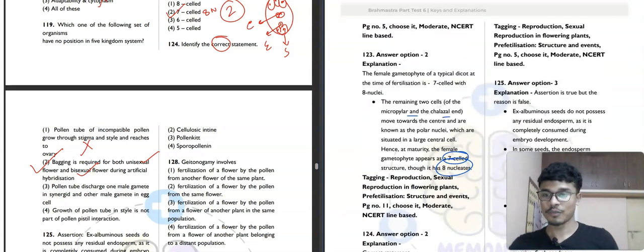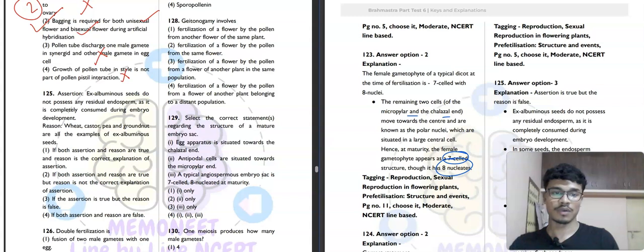So it is saying that pollen tube discharges one male gamete in synergid and the other male gamete in egg cell. This is not correct. And the next one is growth of pollen tube in style is not part of pollen pistil interaction. It is a part of pollen pistil interaction. That's why this statement is totally incorrect. So which one is the correct one? Second option. Second option is the correct one.